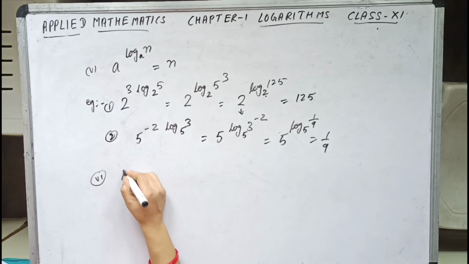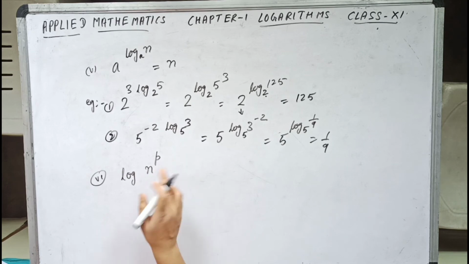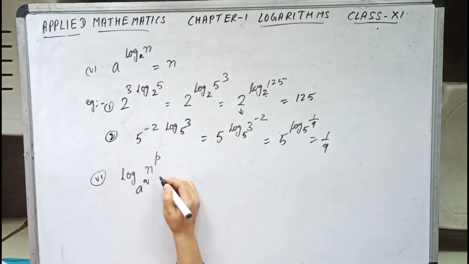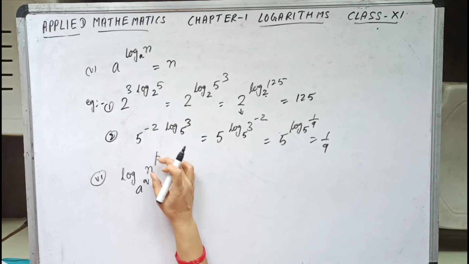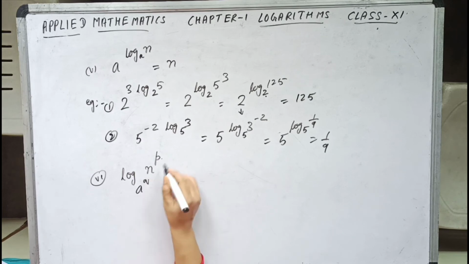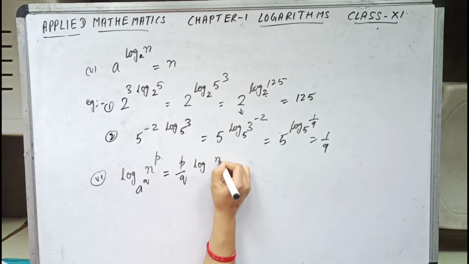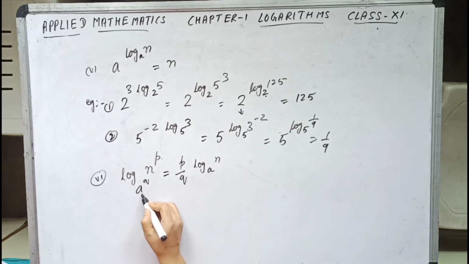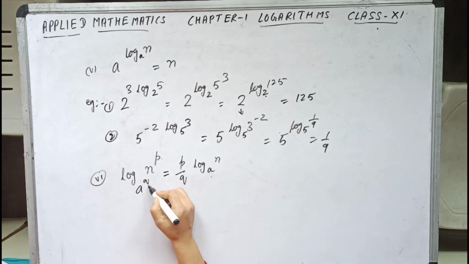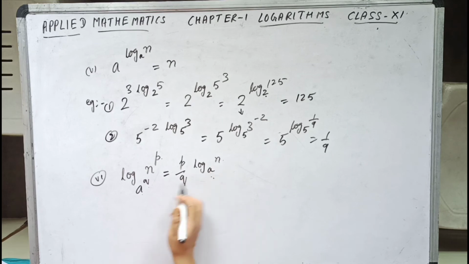The next law is log of n power p base a power q. Both over here are exponents, the log as well as the base is an exponent. Whenever such a logarithm is there, I will write the powers in the form of the fraction p by q and log of n base a. This base becomes the base of the log, the powers become the division p by q, and log of n base a. This log of n is not changed. Now let us do this sum by an example.